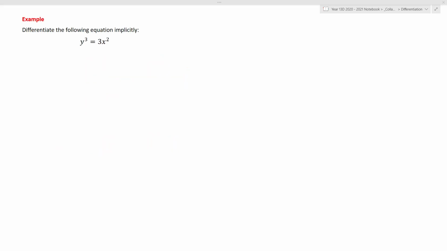Okay, so let's have a look at this example. Differentiate the following equation implicitly. So let's take our equation. We've got y cubed is equal to 3x squared. So to differentiate it, we want to differentiate it with respect to x. So we've got d over dx of y cubed here is equal to d over dx of 3x squared.